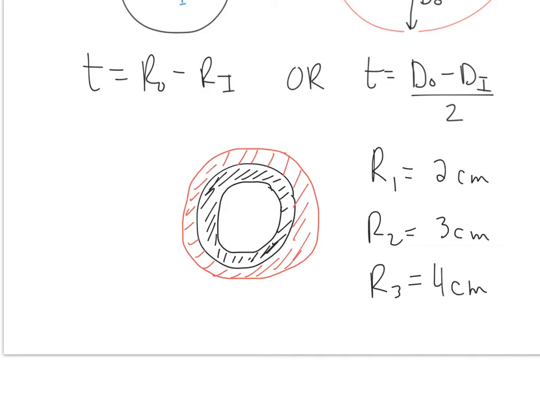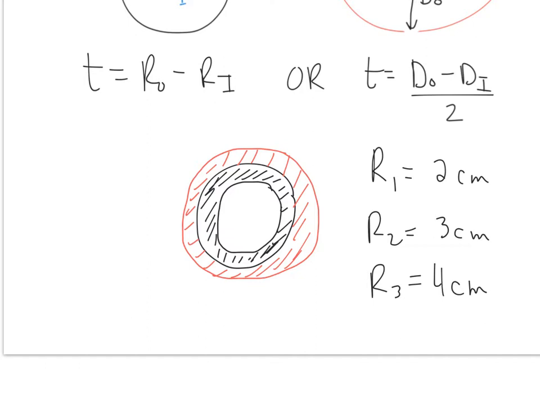So here's what I'm talking about. I'll show you with a pointer so you can see. From the center, which is here, to the first wall is 2 centimeters. From the center to the outer wall of the PVC, which is right here, is 3 centimeters. Then finally, from here to the outer wall of the insulation is 4 centimeters. So how thick are each of these walls?